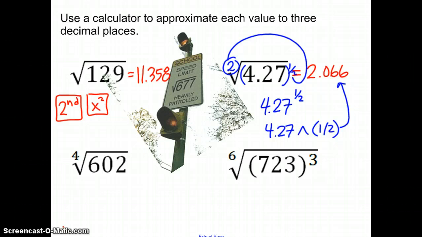Works the same over here. You could write 129. The index is 2. Move it around. So it's to the 1/2 power. And you'll find you get that 11.358, just like before.